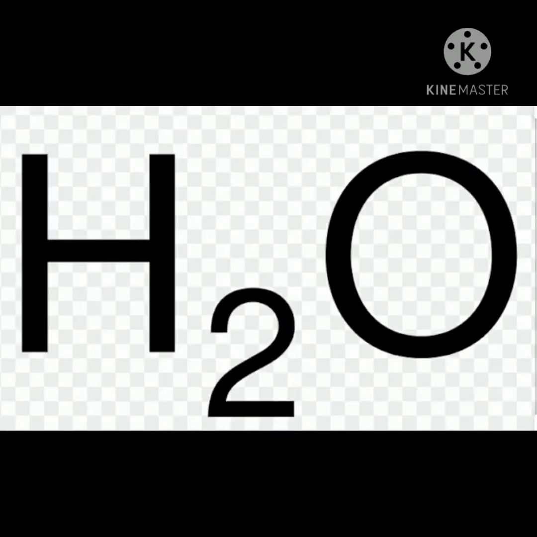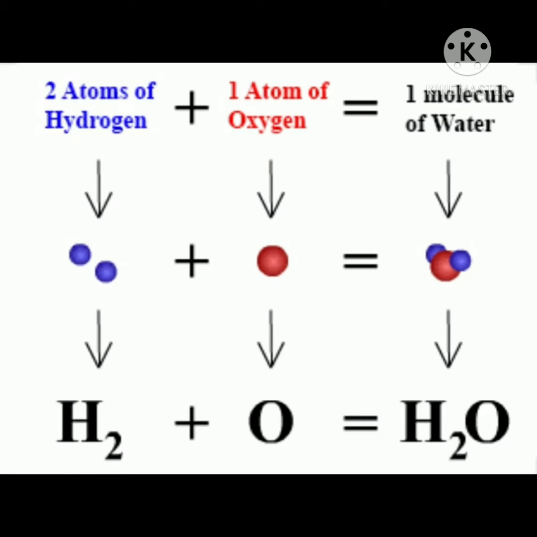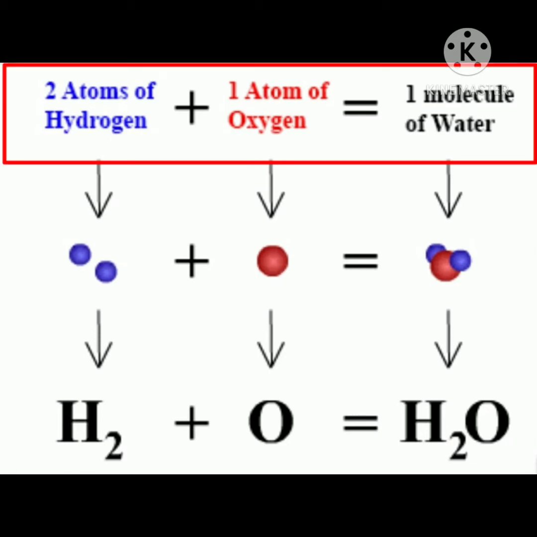Today we will be discussing the chemical formula of water, how it is formed, and the reaction of different metals with water. The chemical formula of water is H2O. So what does H2O mean? When water is formed, two atoms of hydrogen combine with one atom of oxygen to give one molecule of water.